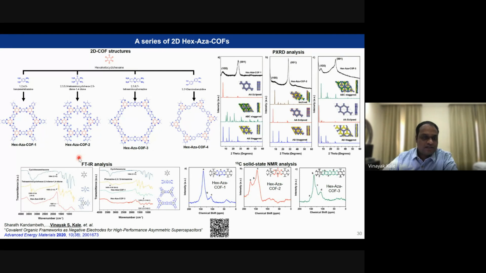So the successful synthesis of this COF has been demonstrated from the FTIR spectroscopy, and it has also been supported by the data from 13C solid state NMR analysis.